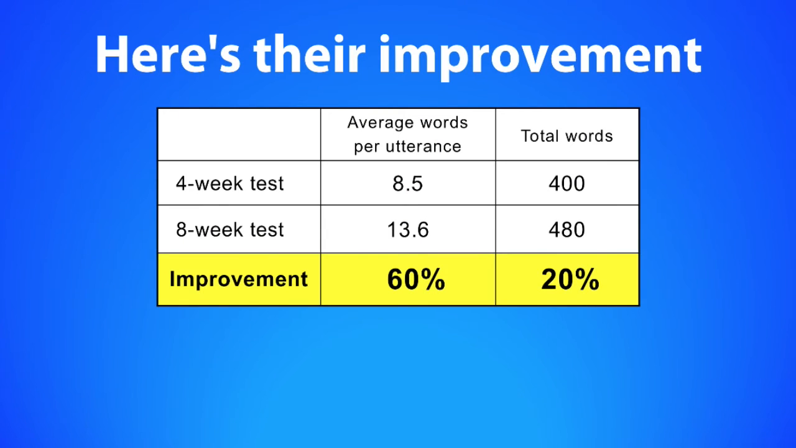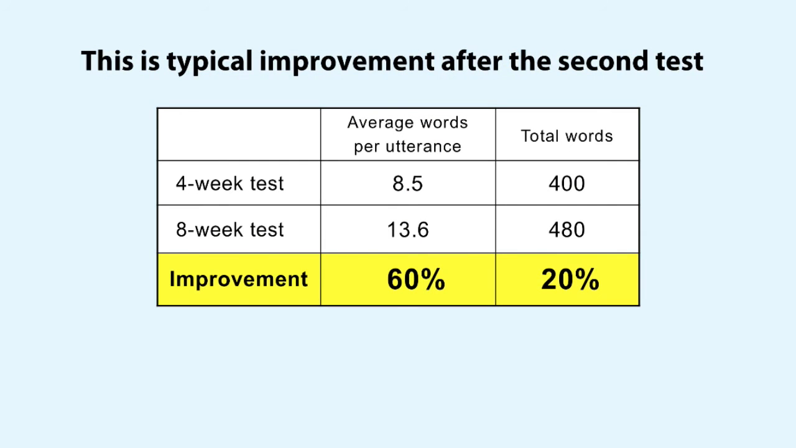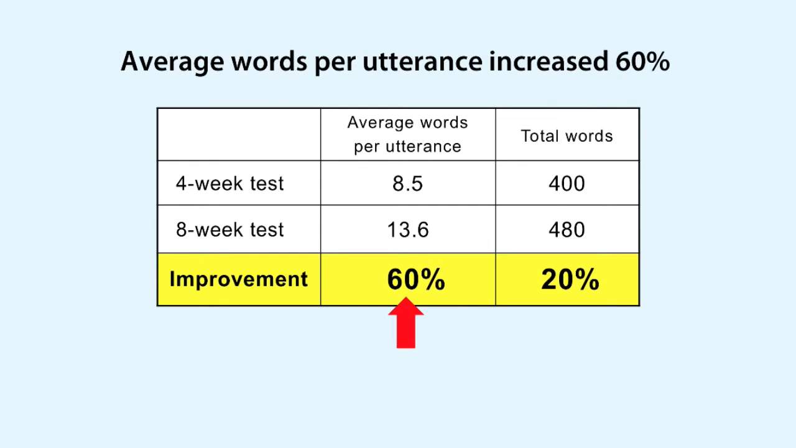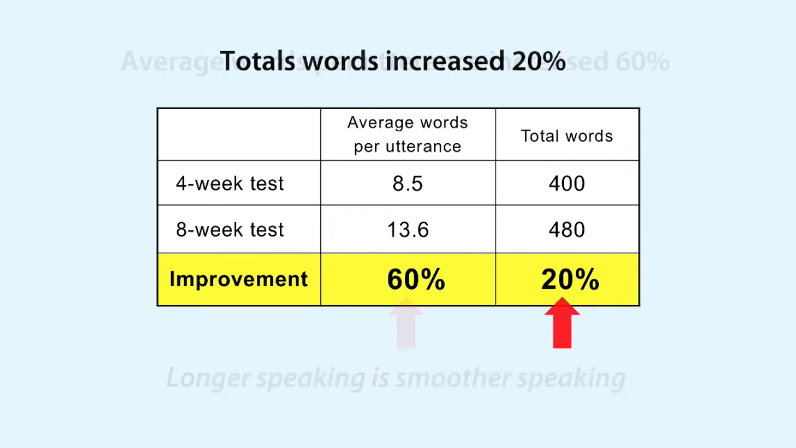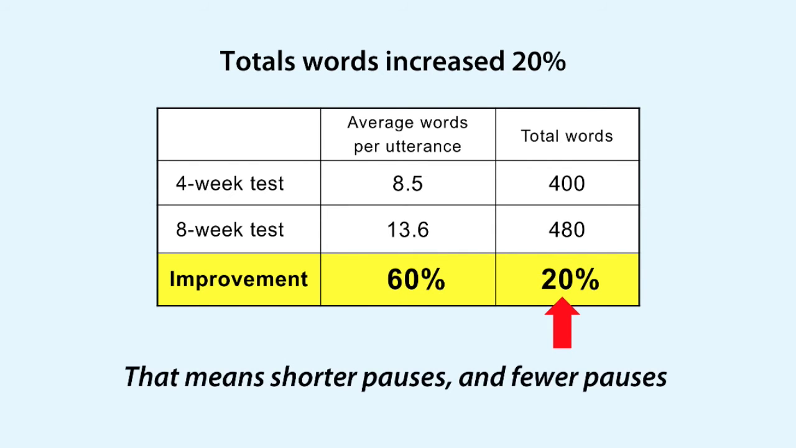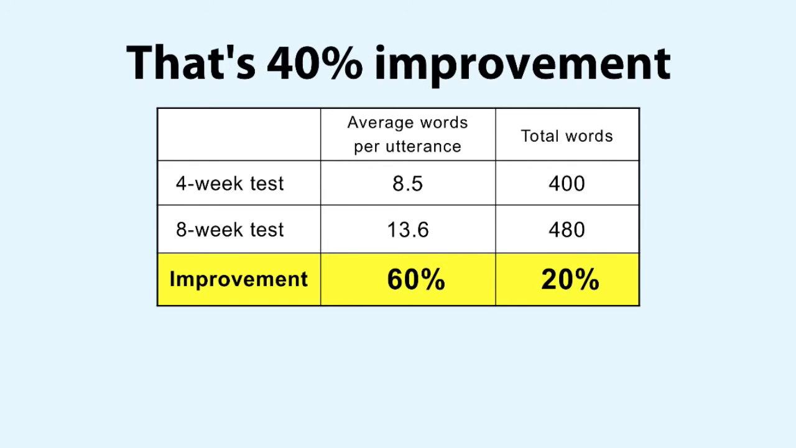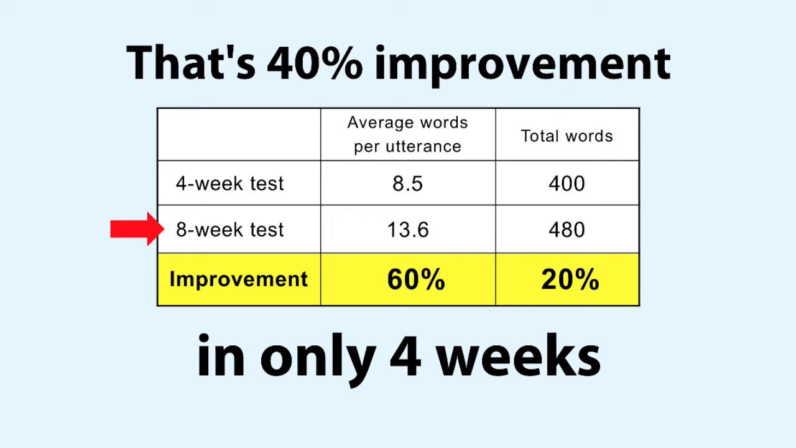Here's their improvement. This is typical improvement after the second test. Average words per utterance increased 60%. Longer speaking is smoother speaking. Total words increased 20%. That means shorter pauses and fewer pauses. That's 40% improvement in only 4 weeks.